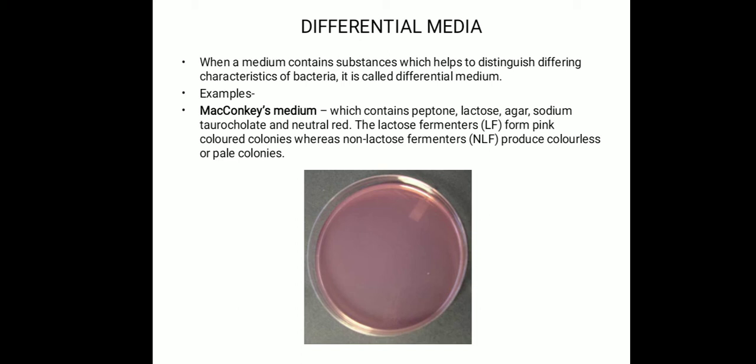If it is a lactose fermenter, it will produce pink colored colonies, whereas if they are non-lactose fermenters, or NLF, they will produce colorless or pale colonies. That is in the case of MacConkey's medium.